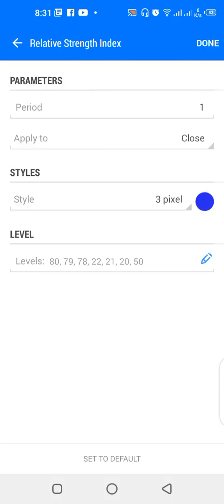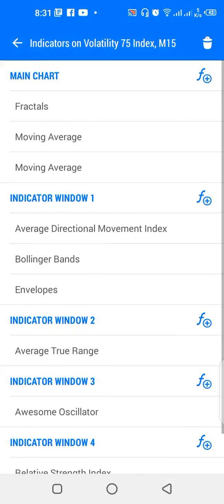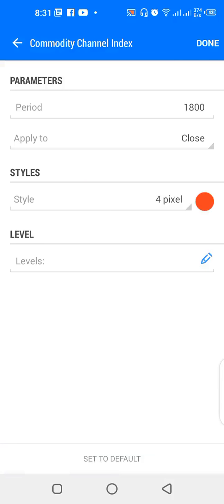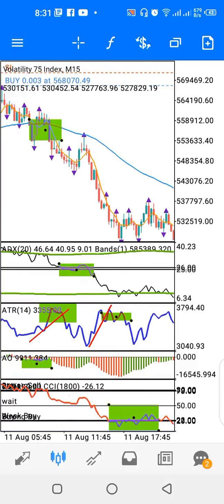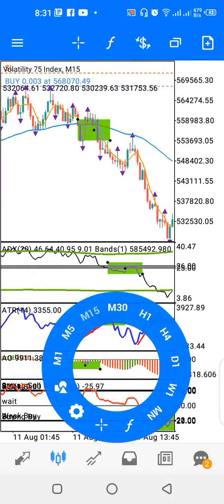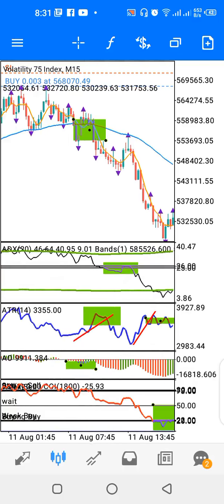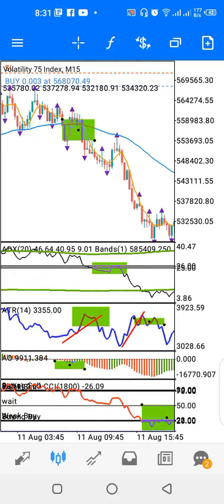The next indicator is CCI, the period is 1800, apply to close, color is red. So how does this work? For sell entries, of course, just like what we have on indicator window one, I'm talking about this indicator window where you have the ADX and the Bollinger Bands.